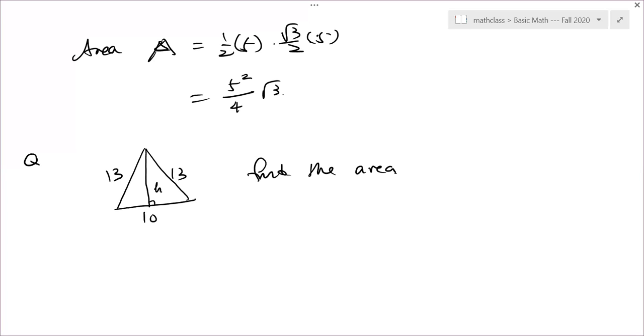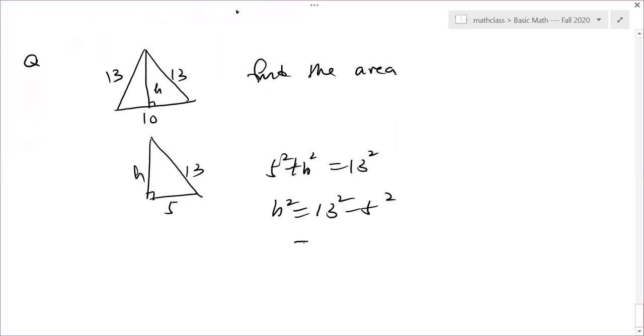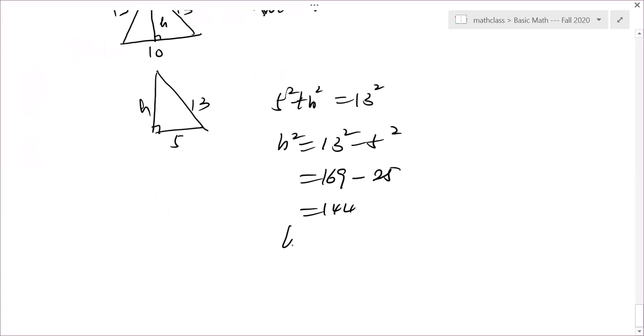Okay, so h is 12, right? By the Pythagorean theorem, h is 12. So this time you don't have an irrational number. So 5, 13, h. So 5 squared plus h squared equals 13 squared. So h squared equals 13 squared minus 5 squared. So 169 minus 25 is 144. So h is going to be 12. Then you solve the problem. So the area is going to be half of the base times 12, and that is going to be 60. Yeah, that would be 60.